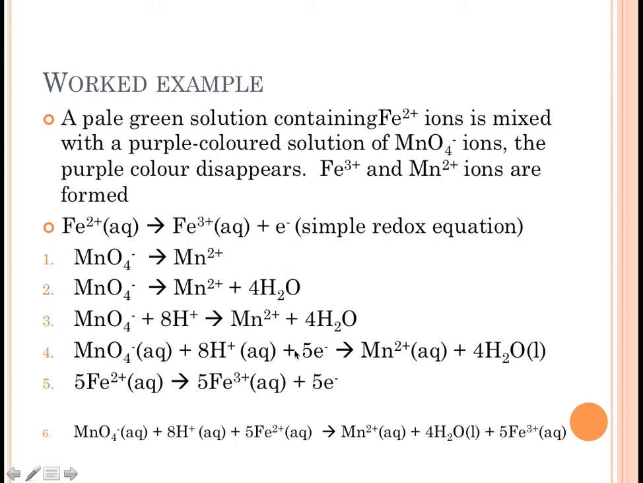Now, here I'm gaining 5 electrons, there I was only losing 1, so I need to multiply everything in this equation by 5. So I've now got 5 Fe2+, giving me 5 Fe3+ and 5 electrons. And then I can combine them. And when I combine them, I cancel out my electrons.